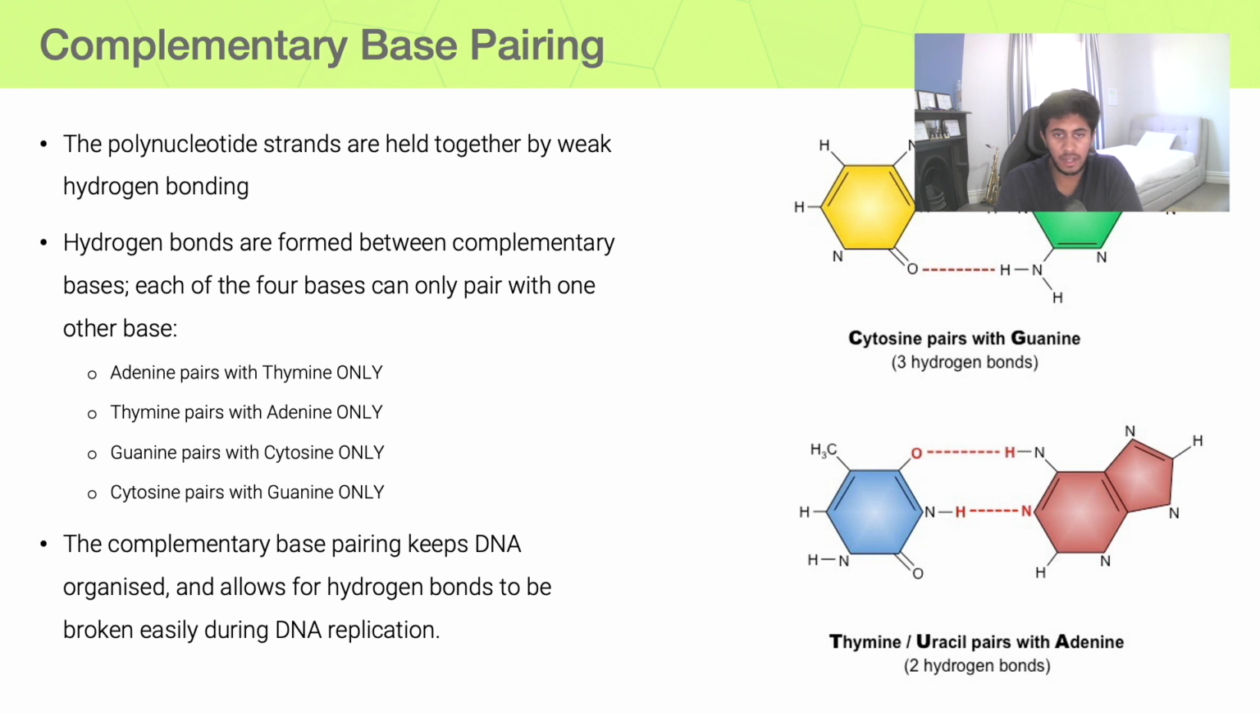So the polynucleotide strands of DNA are held together by weak hydrogen bonding. Hydrogen bonds are formed between these complementary bases, and each of the 4 bases can only pair with one other base. That's the concept of complementary base pairing. Adenine will only pair with thymine, and thymine will only pair with adenine. Similarly, guanine will only pair with cytosine, and cytosine only pairs with guanine. It's quite simple when you think about it, but it's just due to the complementary chemical structure of the molecules.